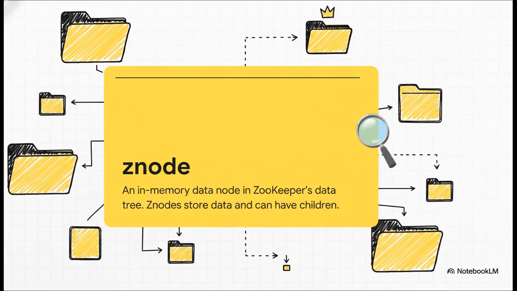And in this system, the files and folders have a special name. They're called znodes. That's really all they are. They're the fundamental building blocks, little nodes of data that live in memory, hold a bit of info, like the name of the current leader, and they can have other znodes nested underneath them.